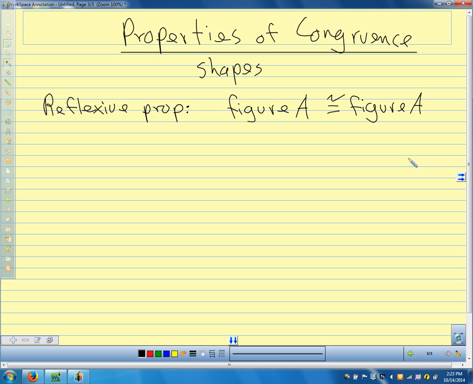Figure just means any kind of shape. Could be a segment, could be an angle, could be a square, could be a pentagon. So a shape is congruent to itself.